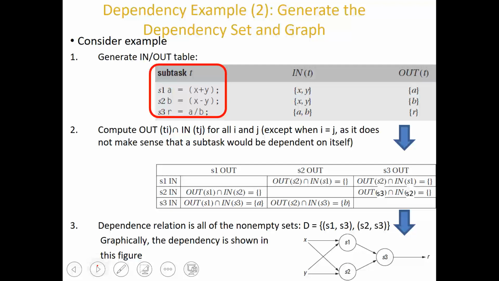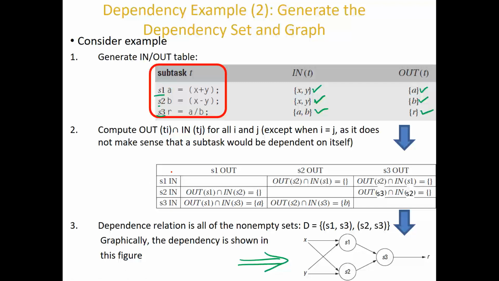Now we go back to our three statements, S1, S2, and S3. Our goal is to establish this dependence relationship, this dependence graph. How do we do it? For every instruction, we list the inputs. S1 inputs are X and Y, and the output is A. S2 inputs are X and Y, and the output is B. And S3 inputs are A and B, and the output is R.